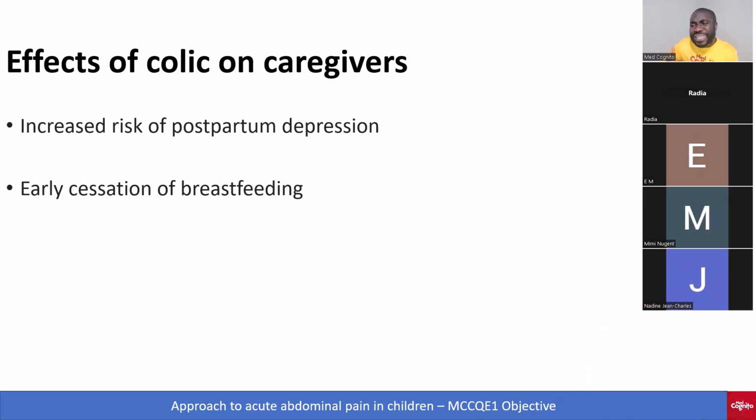Colic, because of the nature of it, can lead to an increased risk of postpartum depression. So if you're in your board exam, MCQs, the following are likely complications of colic in the child's mother: A, this, B, that, C, that, D. And you see postpartum depression and early cessation of breastfeeding. Those are the two typical complications or effects of colic on the caregivers: postpartum depression and early cessation of breastfeeding.